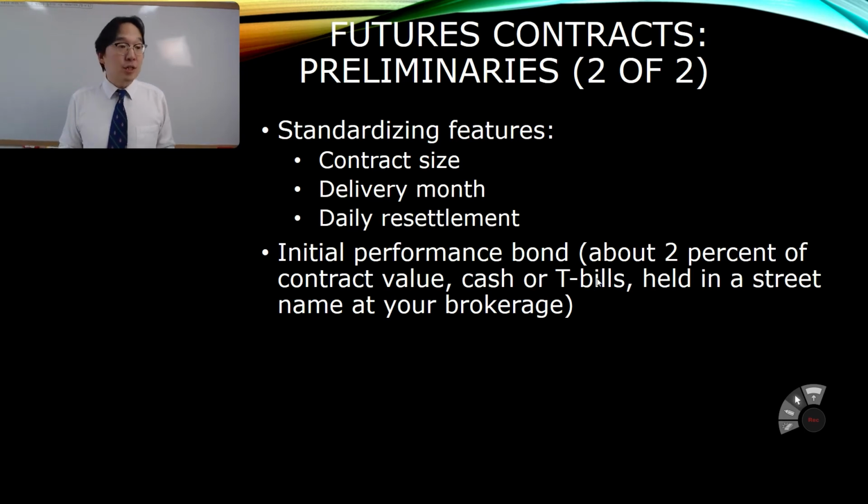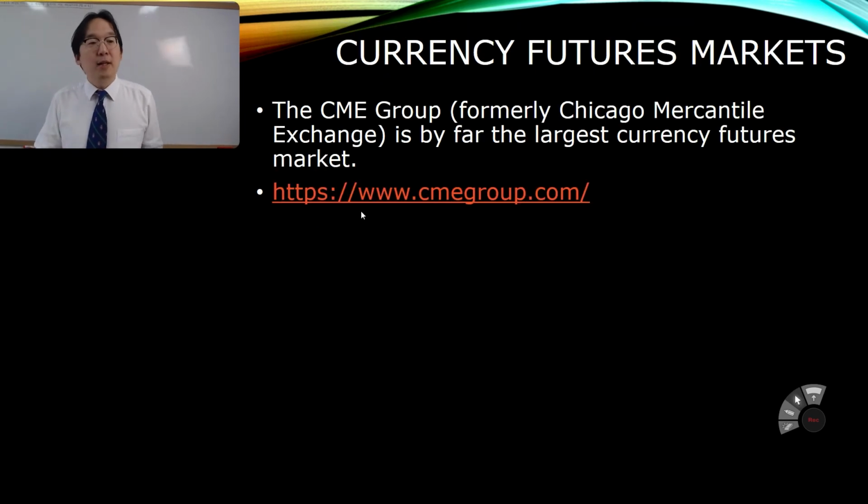Okay, cash. Yeah, of course, cash, no problem. Why T-bills? Because that's risk-free. You can easily convert it into cash later on. So they accept T-bills as well. Held in a street name, as your brokerage, right? The bank's name, right?